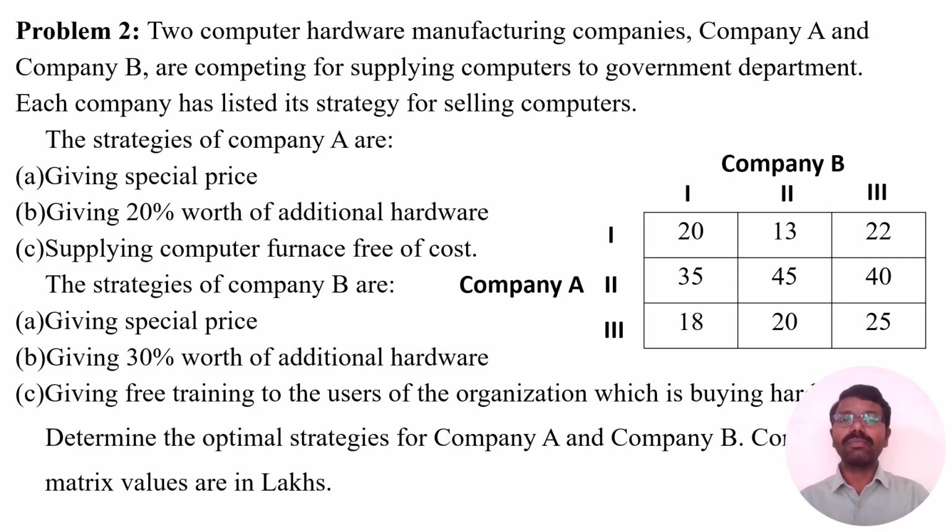And if company B follows the first strategy, that is giving a special price, that is the optimum strategy for company B, and they will be losing only 35 lakhs. If they follow the second or third strategy, the amount they are going to lose will be more compared with the first strategy. So the optimum strategy for company B will be only the first strategy. That is how we are going to solve problems with a pure strategy.